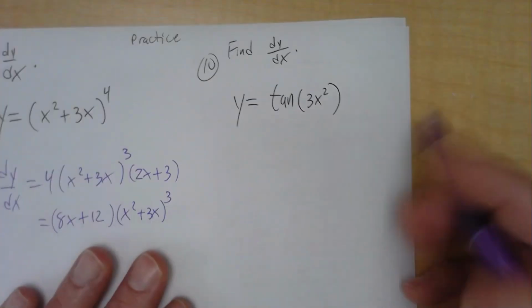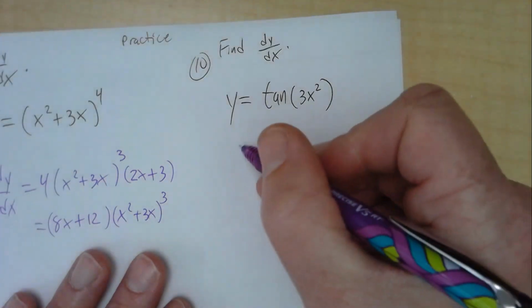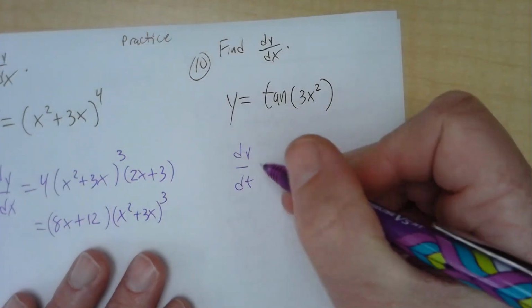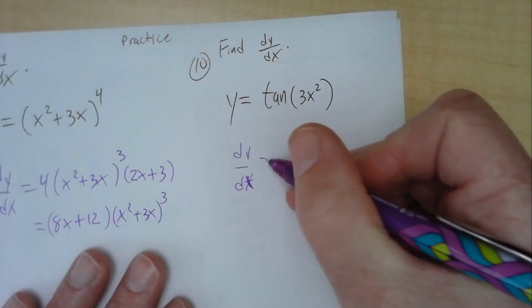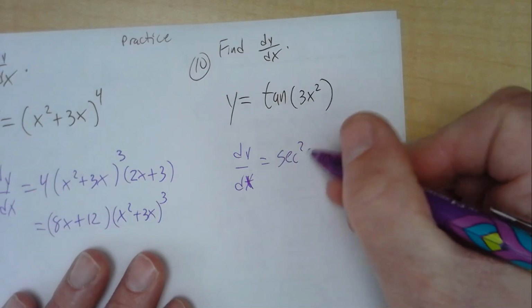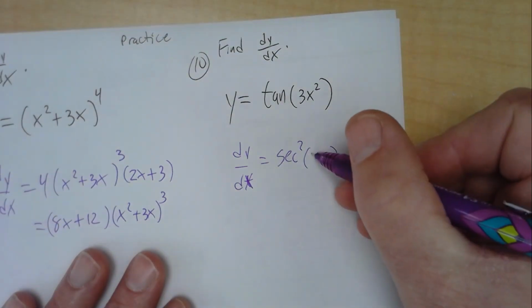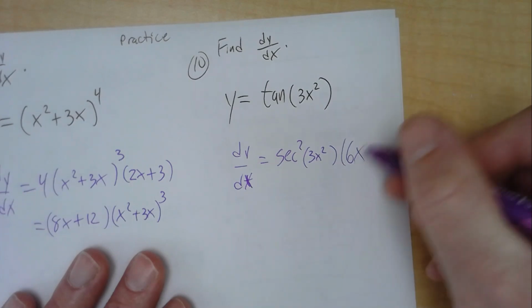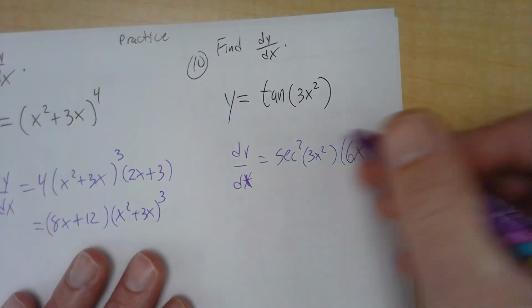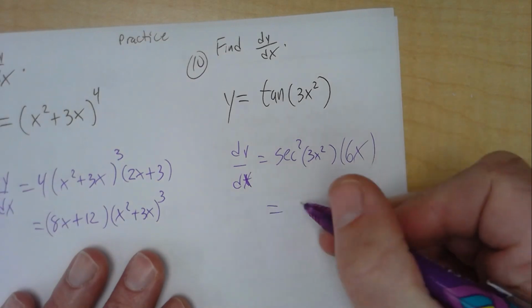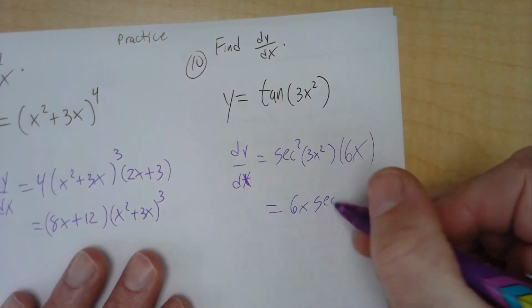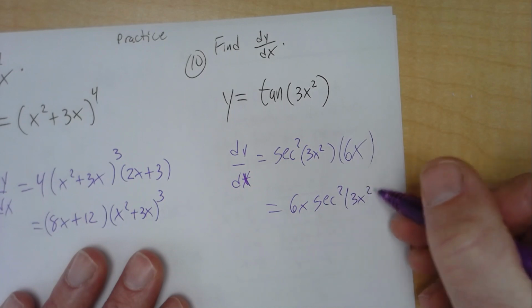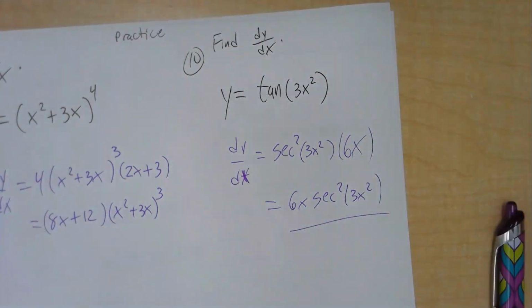Okay, the next one, that's the inside function. Outside dy/dx. Derivative of tangent is secant squared. So it's secant squared blah, blah, blah. Copy the blah, blah, blah, 3x squared. Derivative of the inside, 6x. I don't like this on the back side, so I'm going to write it on the front side. So it's going to be 6x secant squared 3x squared. And that is the answer to all the quiz questions. 10 minutes, perfect.